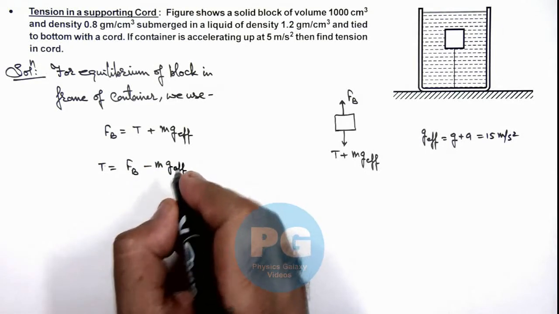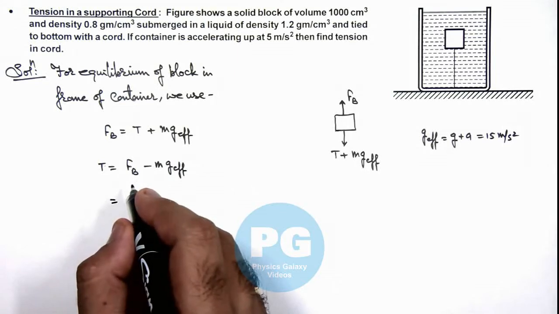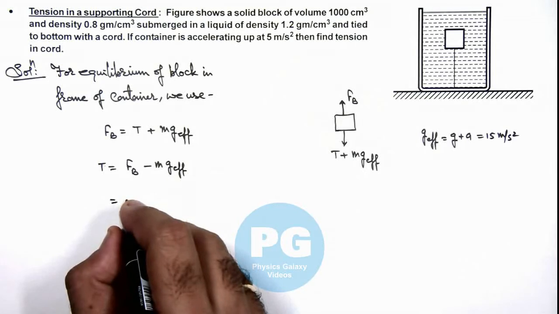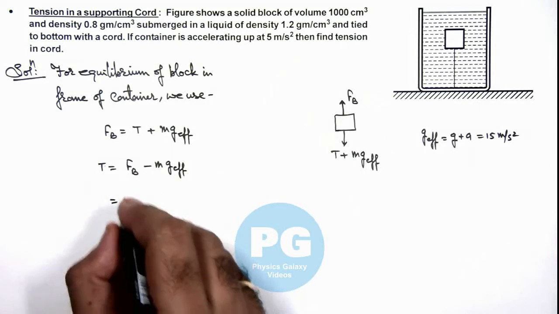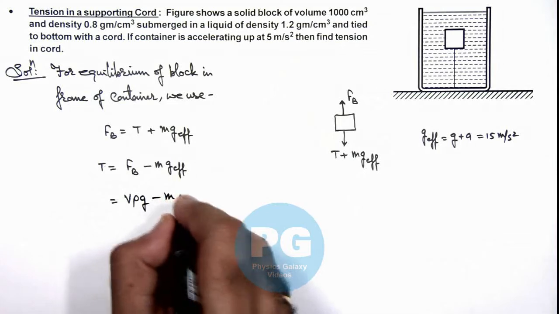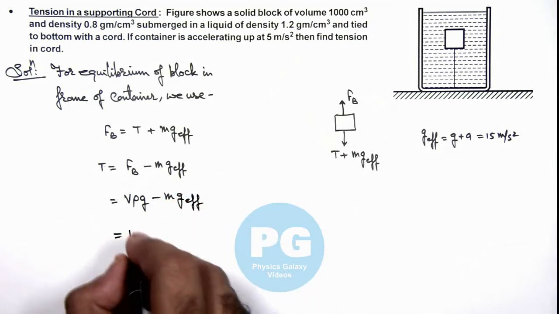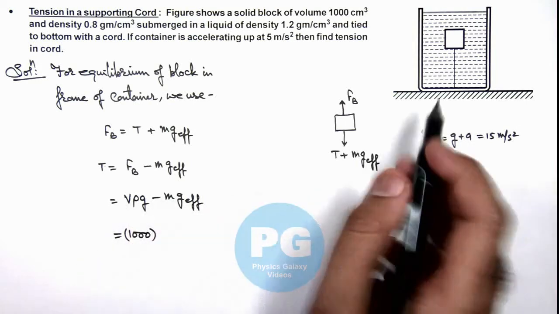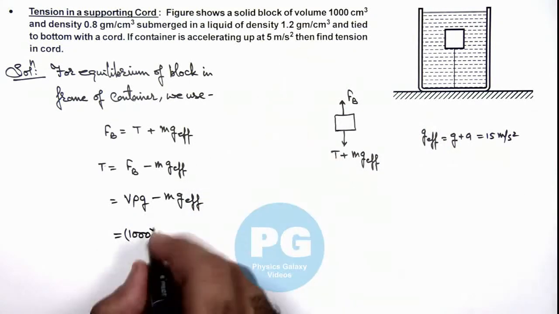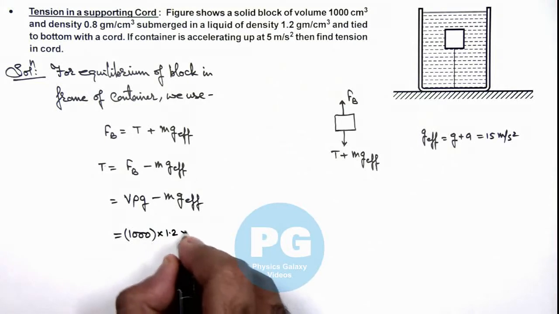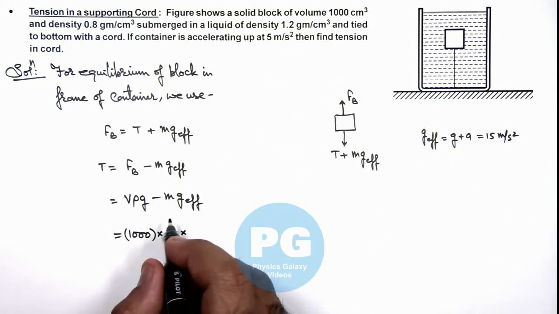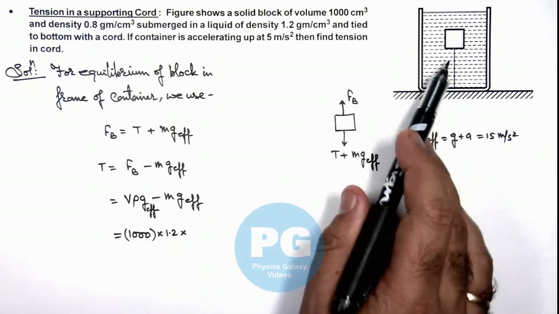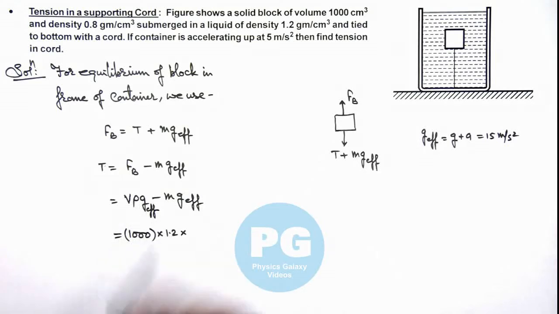Here if we substitute the values, the buoyant force can be given as V rho g. Here we can solve it in CGS units, as the volume of block is given as 1000 centimeter cube. So buoyant force we can write as V rho g minus mg effective, and here the volume is 1000 multiplied by the density of liquid we are given, 1.2 gram per centimeter cube. This is 1.2, and the value of g here we can again take as g effective only, because with respect to the container the buoyant force will be acting with respect to effective gravity.